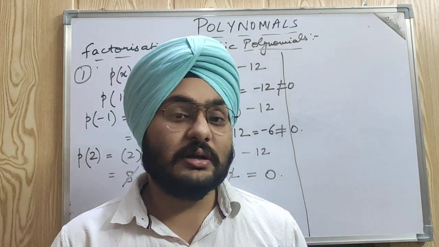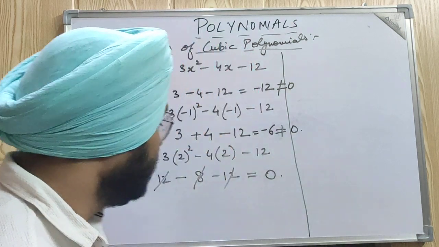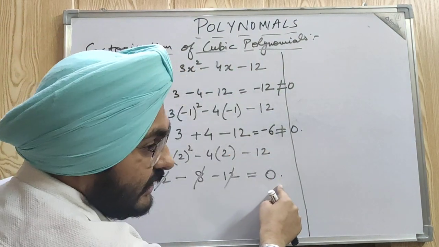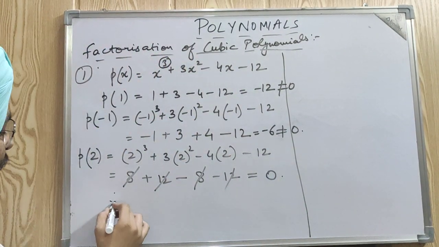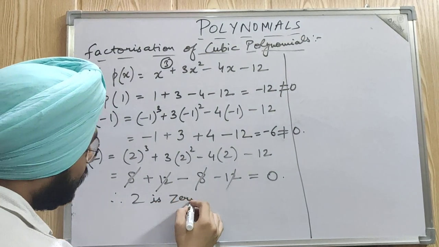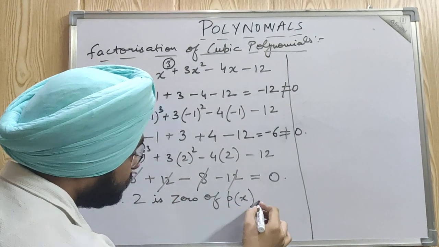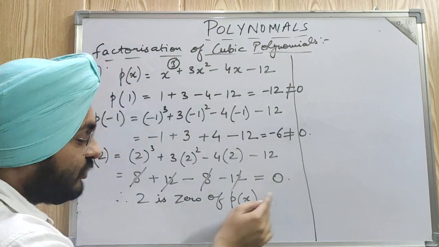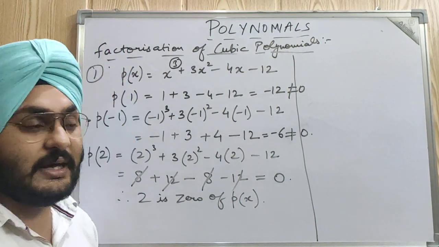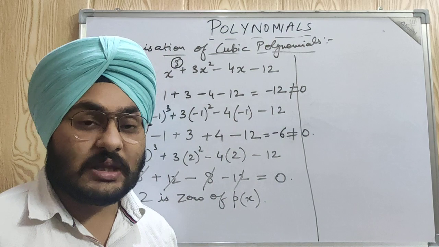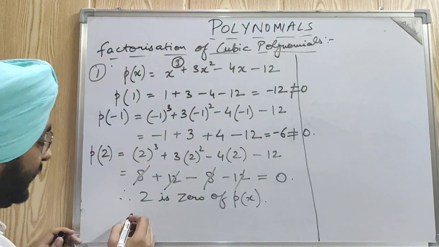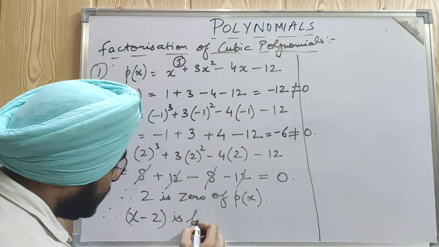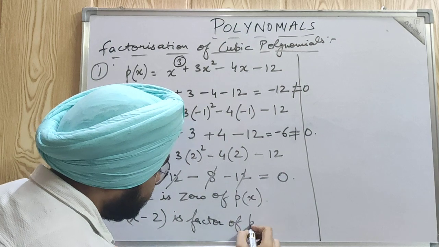In the previous topic we discussed the zeros of the polynomial: the value which we substitute, and the answer is 0. So can't I say in this way, therefore 2 is a zero of the polynomial. Since on substituting the value 2 the answer is 0, therefore 2 is a zero of px. If 2 is a zero, then what is its factor? The factor will be x minus 2. So I'll say therefore x minus 2 is a factor of px.